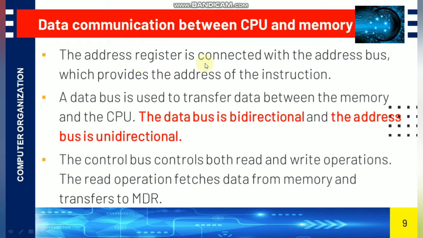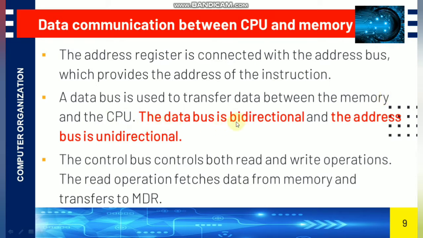Then the address register is connected with the address bus, which provides the address of the instruction. A data bus is used to transfer data between the memory and the CPU. So we have a data bus. We already discussed that a bus is a collection of wires. So the data bus is used to transfer data between the memory and the CPU.